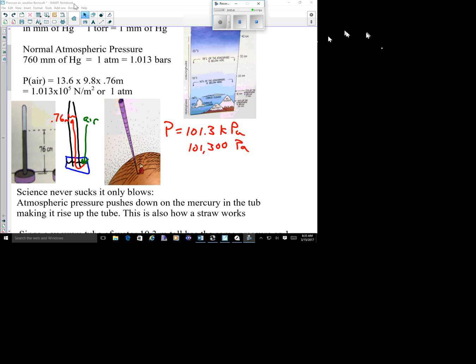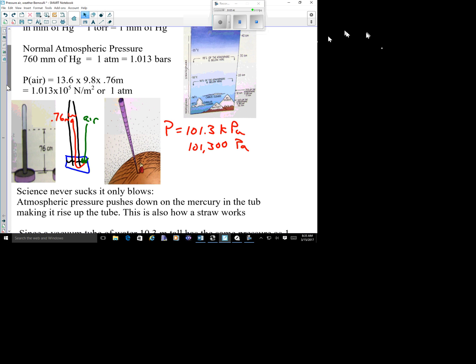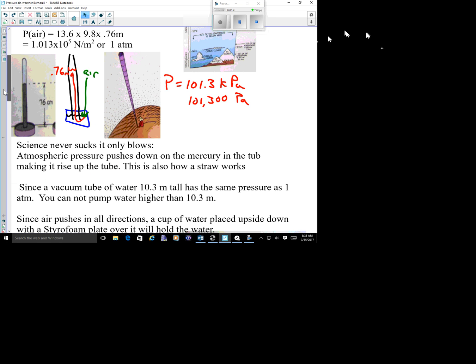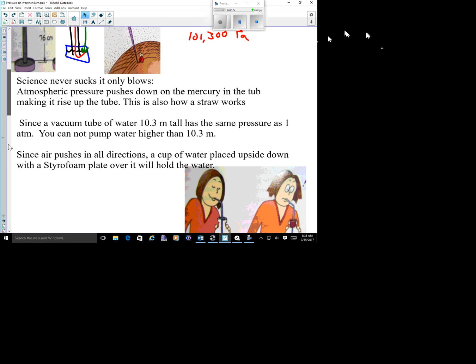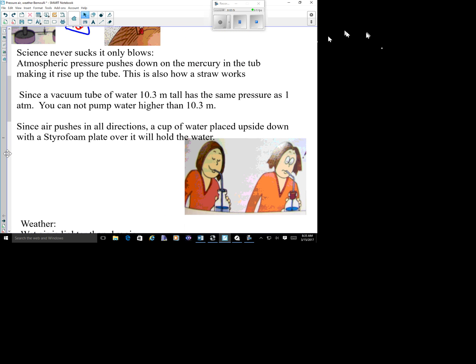The other thing that's cool about atmospheric pressure is that it only pushes. In other words, science never sucks. It only blows. Look at atmospheric pressure pushing down on a straw, for instance. The way straws work is shown in this little picture down here. You can see that this lady is sucking up water through a straw. What happens is the air comes down, goes into your drink, pushes down on the water or whatever you're drinking, and then it pushes up the straw. So once again, air pressure is pushing, it's not sucking.